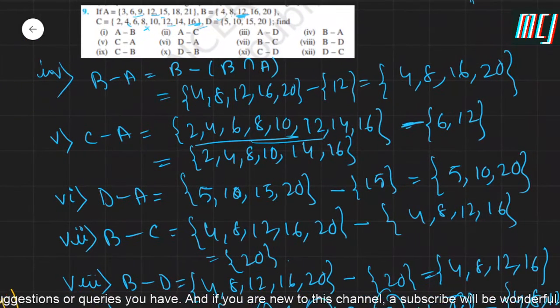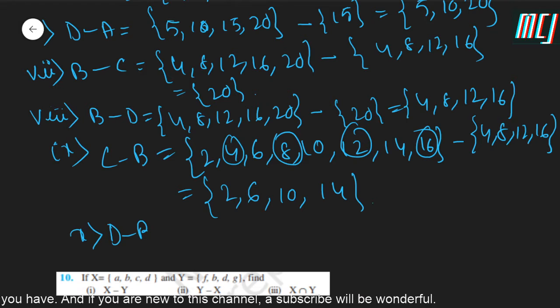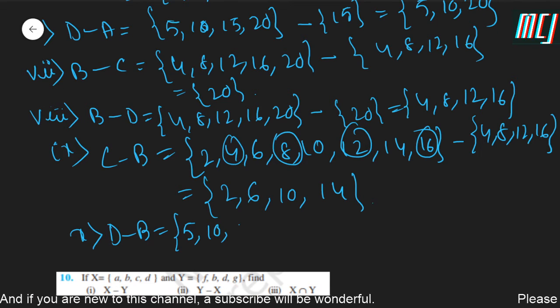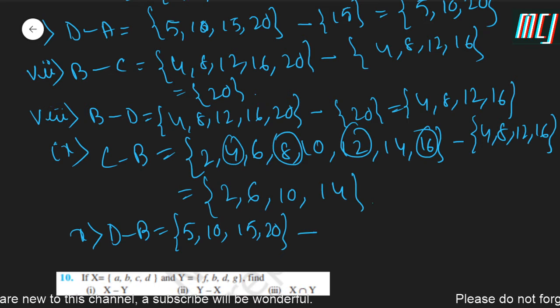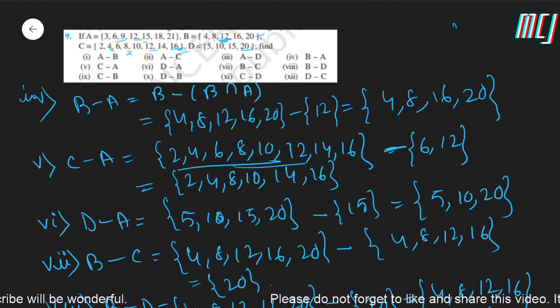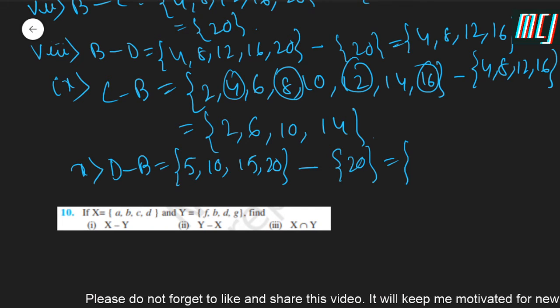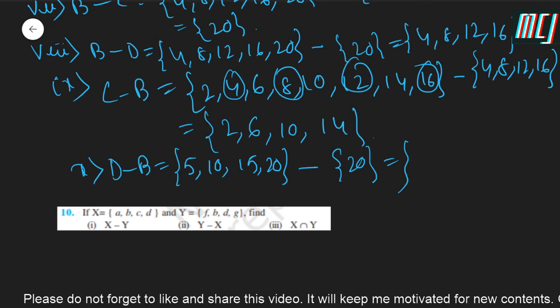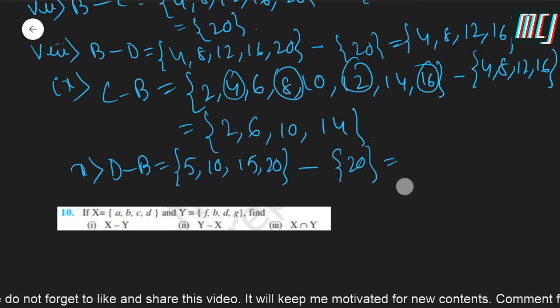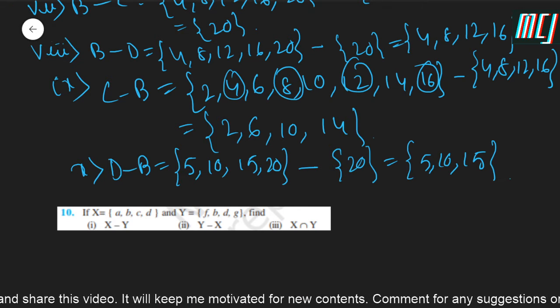10th question is saying D minus B. So D is 5, 10, 15, 20. So D minus B, 5, 10, 15, 20 minus D intersection B. Okay. So we'll find the B intersection D first. D intersection B and B intersection D both are same. So here only intersection point in between these two is 20. This is 20. Okay. So what it will be? 5, 10 and 15. Clear?